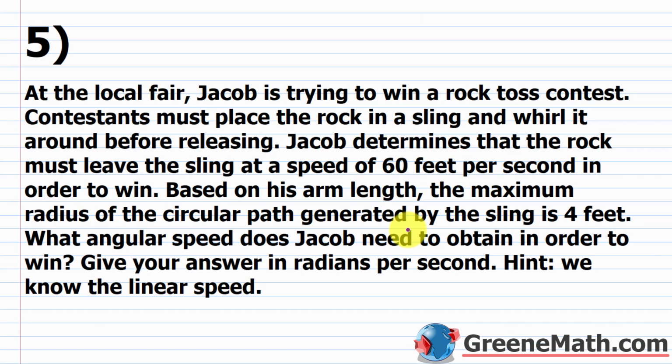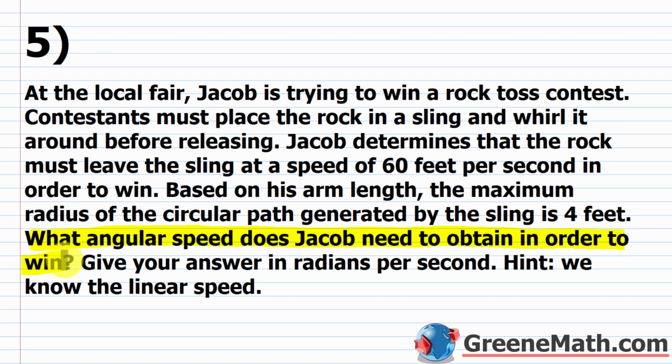All right, let's take a look at problem number 5. So here we have at the local fair, Jacob is trying to win a rock toss contest. We have that contestants must place the rock in a sling and whirl it around before releasing. Jacob determines that the rock must leave the sling at a speed of 60 feet per second in order to win. Based on his arm length, the maximum radius of the circular path generated by the sling is 4 feet. What angular speed does Jacob need to obtain in order to win? We want to give your answer in radians per second, and we have a big hint here. We know the linear speed. So we are just trying to figure out what angular speed does Jacob need to obtain in order to win.